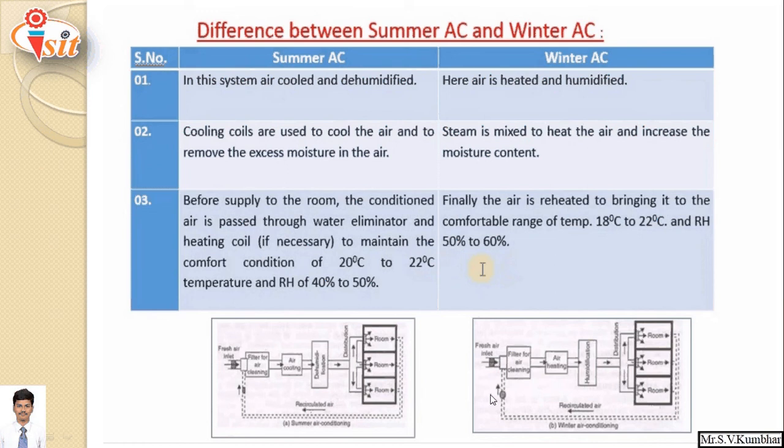On the other hand, in winter air conditioning system, fresh air is taken inside. It is filtered in the air filter for cleaning purpose. Any impurity and unwanted particle is removed here. This air is heated. After heating, this air is sent to dehumidification, and this hot air is sent to a room, and after that this air is recirculated again and again.